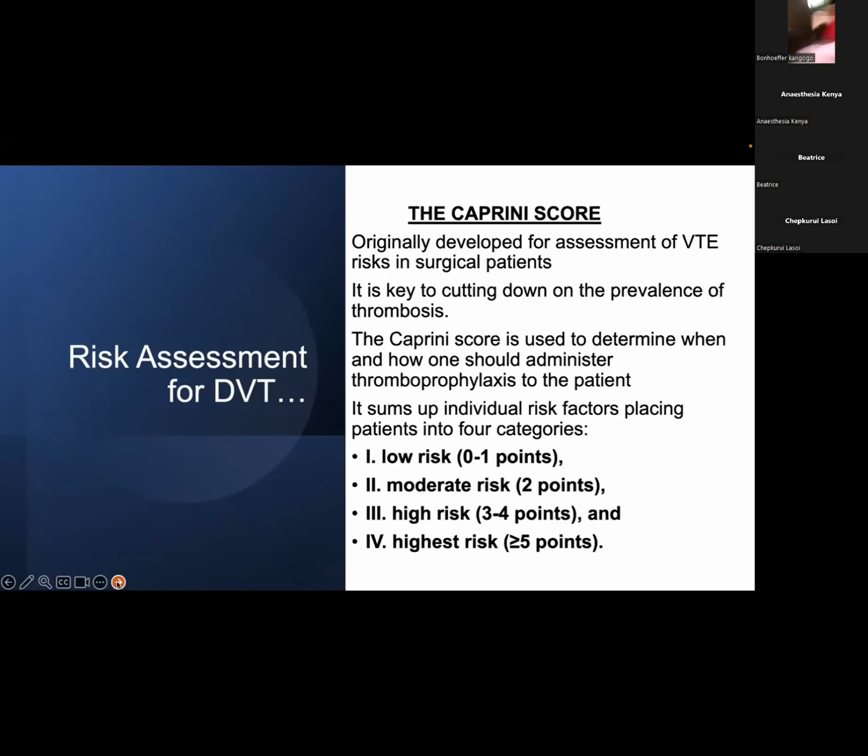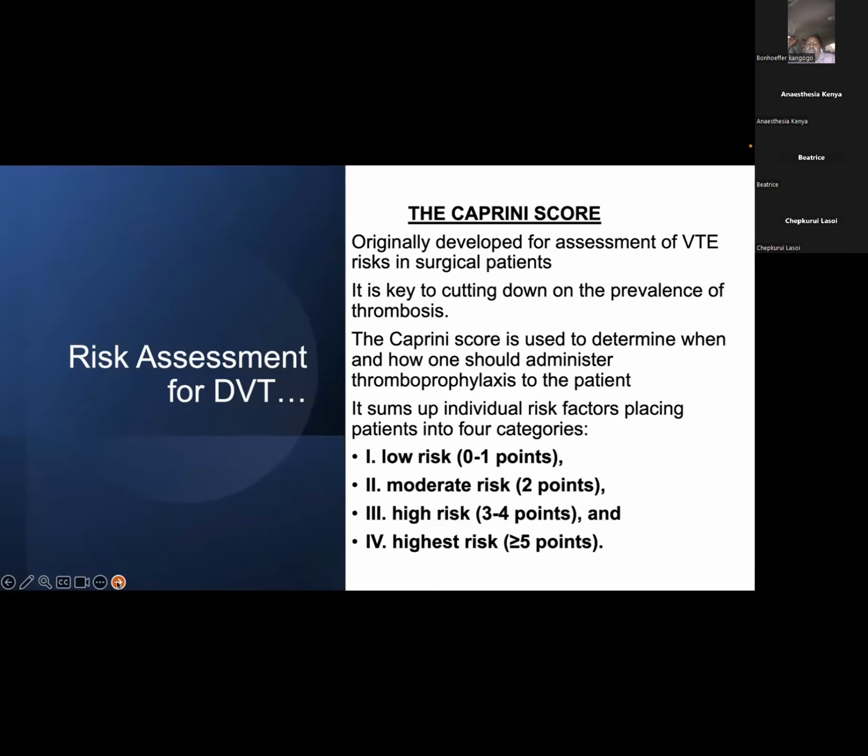The Caprini score was originally developed for assessment of VTE risk in surgical patients only. But now we do VTE risk assessment in medical patients and in surgical patients. It is key to cutting down on the prevalence of thrombosis. The Caprini score is used to determine when and how one should administer thromboprophylaxis to the patient. It sums up individual risk factors, placing patients into 4 categories.